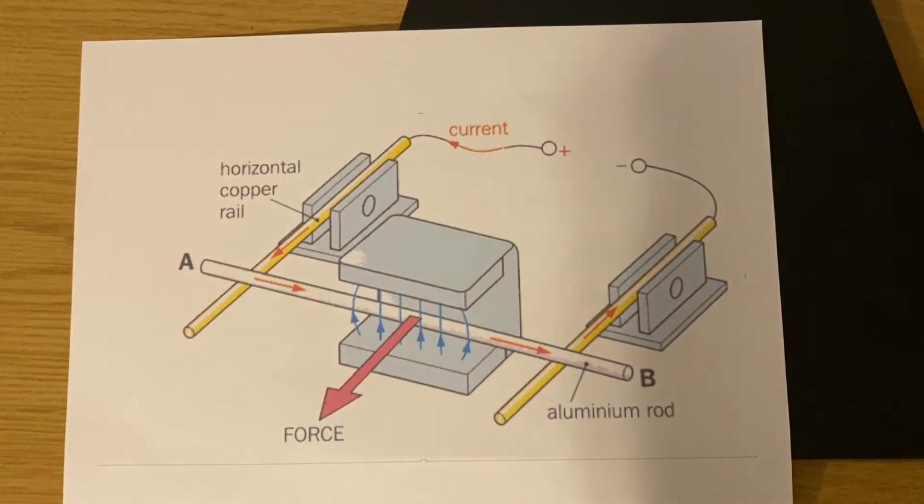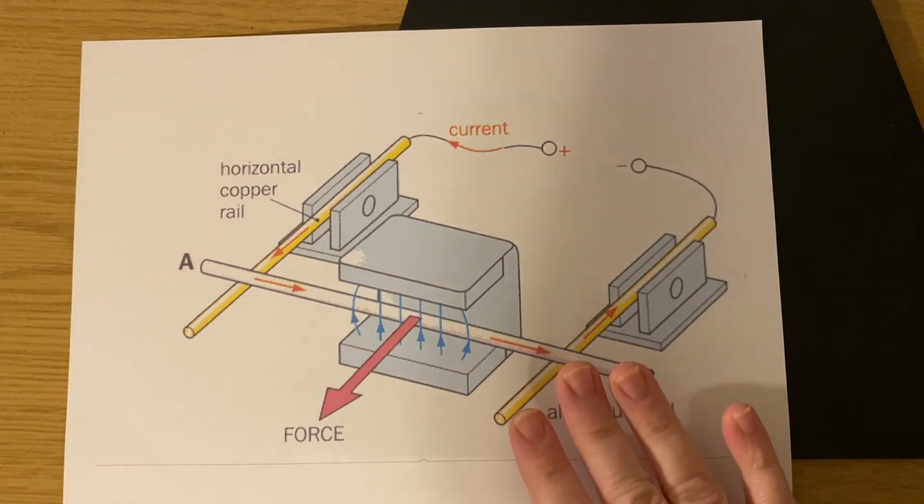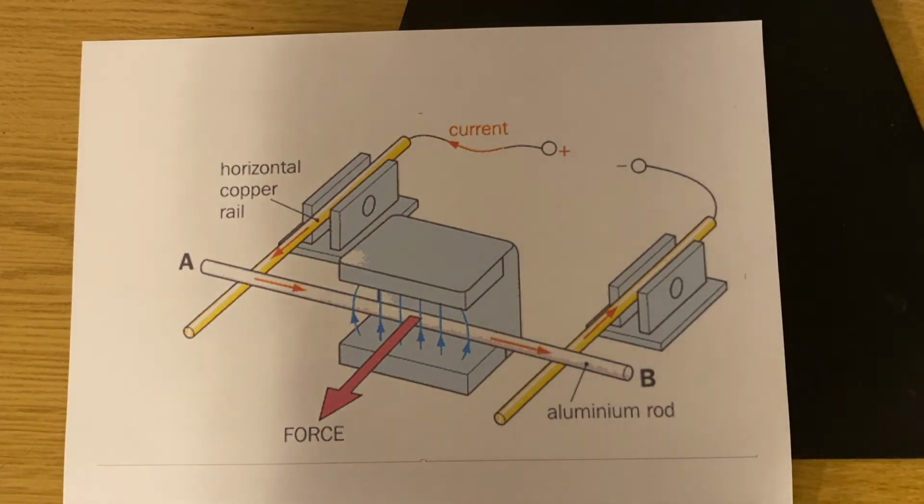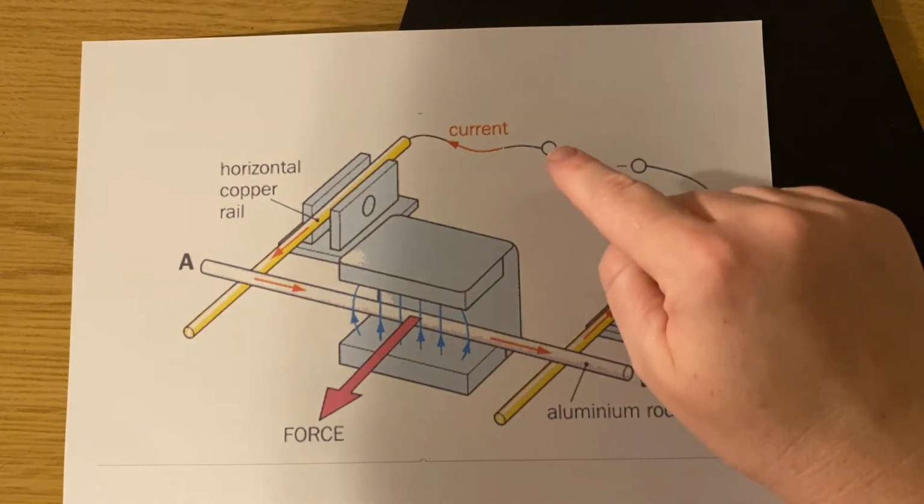Up until this point, we've been looking at the way that a current can induce a magnetic field. And what we're going to be looking at in what we have set up here is how inducing that magnetic field in a fixed magnetic field causes forces. And so this is our basic setup for what we're talking about here. We've got a current that's coming through.